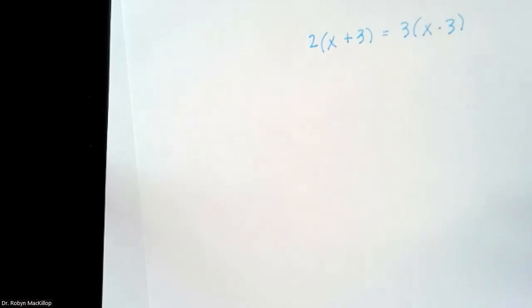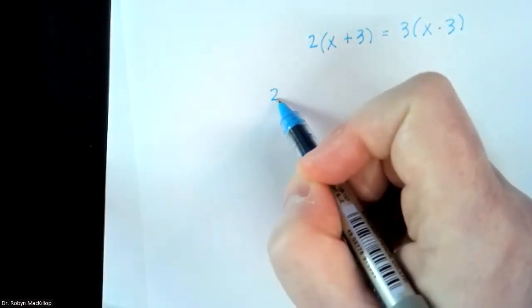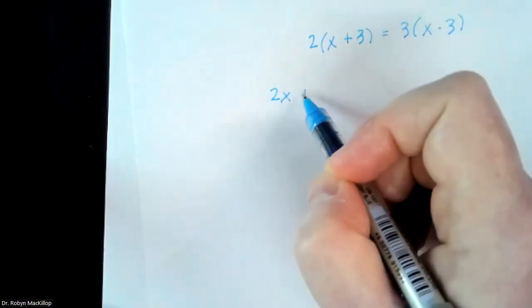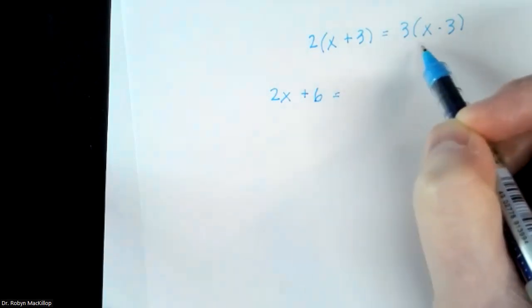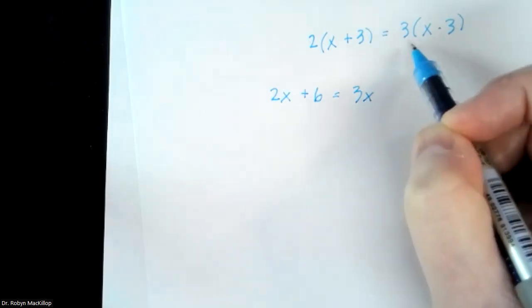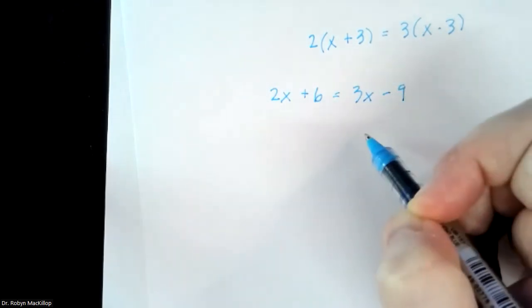So we have got 2 times X is 2X. 2 times 3 is 6. 3 times X is 3X. 3 times negative 3 is negative 9.